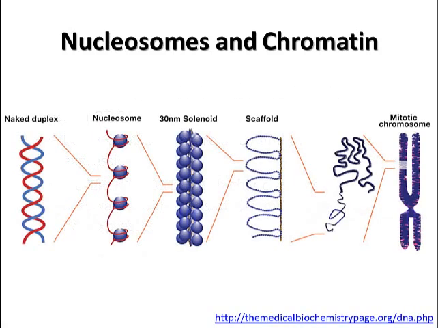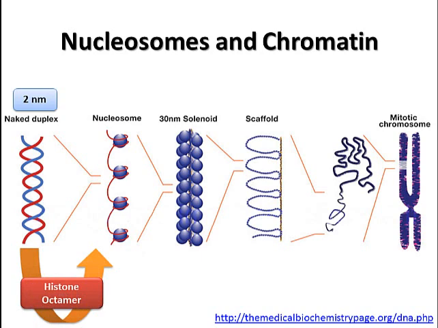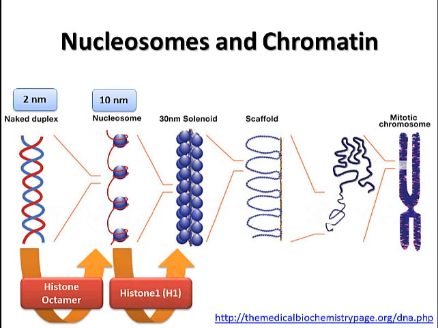I do really love this figure. I think this is one of the best explanation of organizing DNA in eukaryotic cells. First, we have double-stranded DNA, 2 nanometer in size. Histone octamer is added to it, and nucleosome is formed, which is 10 nanometer in size. When H1 is added to them, they make beads on the string, or 30 nanometer fibers. They are also called 30 nanometer solenoid.